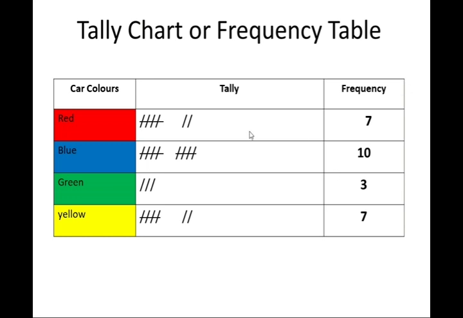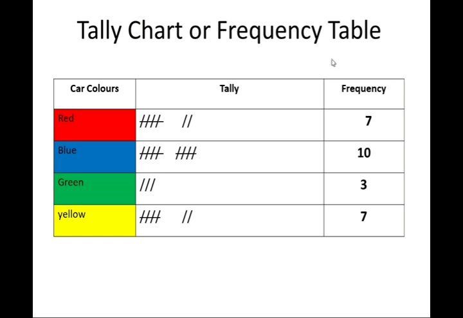So a survey has already been done to show the popularity of the different colors of cars in a particular town. It was noted that during the survey, 7 red cars were counted, 10 blue cars were counted, 3 green cars, and 7 yellow cars were counted. Now your frequency and your tally are representing it. The tally represents the number 7 as a frequency, 10, 3, and 7. We are going to use the same information and we are going to draw up our own bar graph.